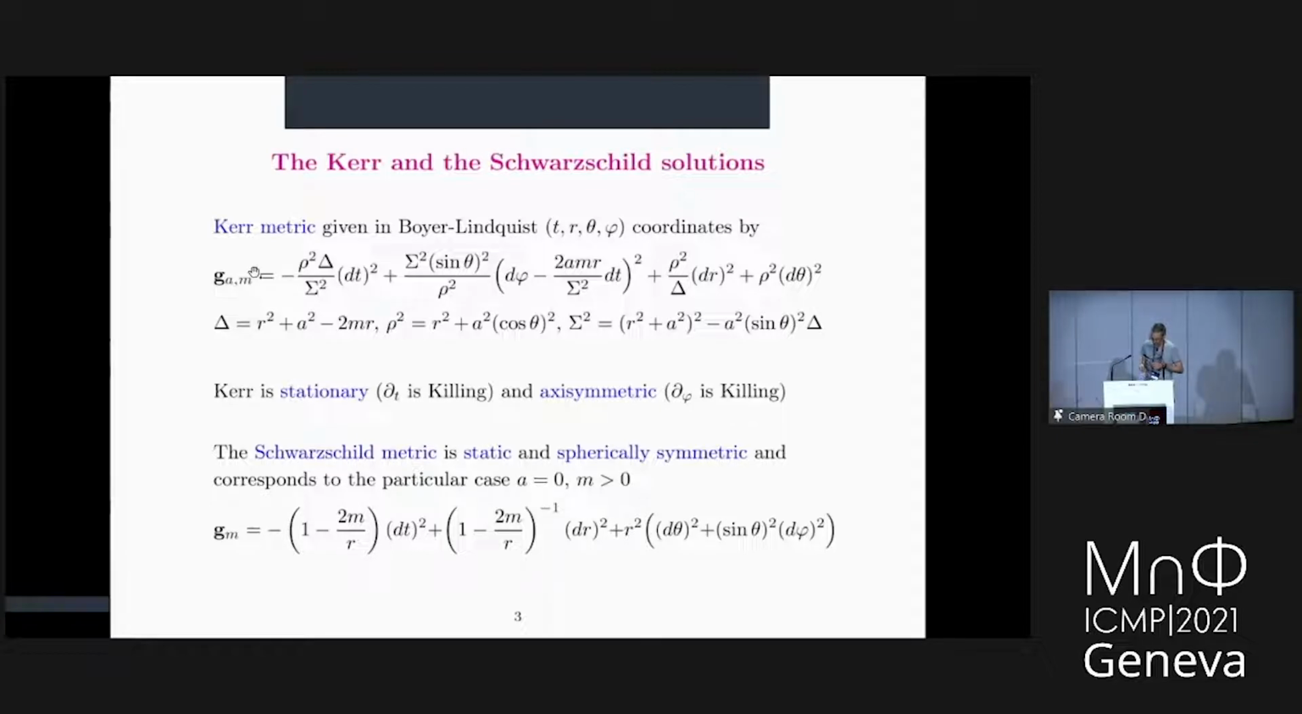And finally, third observation, if you look at these coefficients, even though they are complicated, they are all functions of r and theta, but not t and phi. So they do not depend on coordinates t and phi, which means that you have a time-independent solution, so it is stationary, and it is also axisymmetric because it does not depend on d phi.